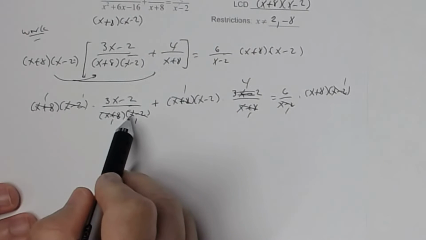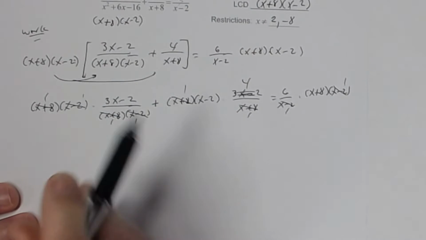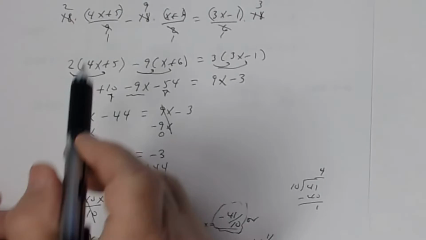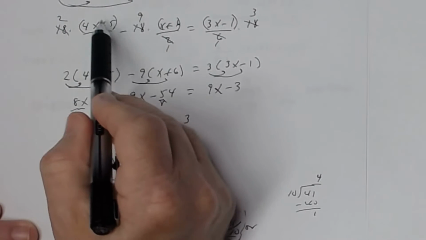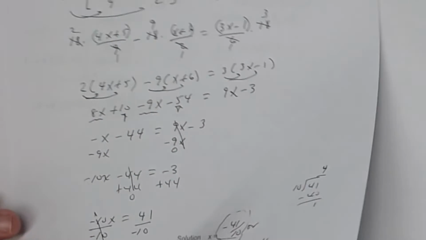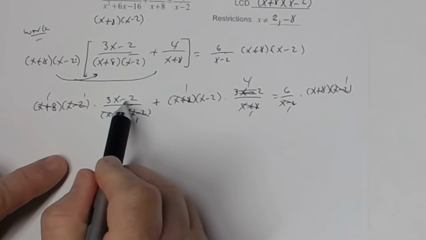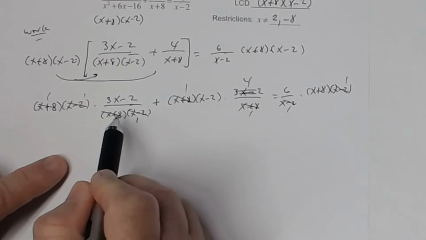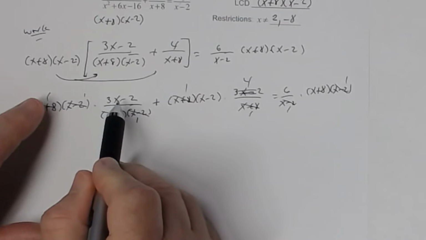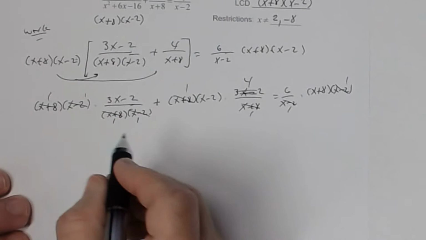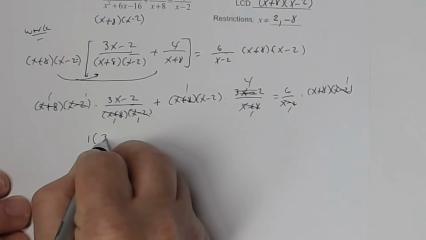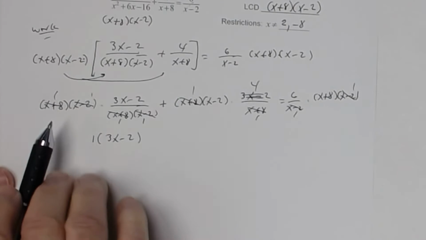Now remember, this 1 times 1 is 1, right? So just like in the previous problem, when I said 4x plus 5 divided by 1 is 4x plus 5, and then we'll multiply by 2, we're going to do the same thing here. 3x minus 2 divided by 1 is 3x minus 2. But 1 times 1 is 1, right? So let me go ahead and write it like this: 1 times 3x minus 2. I'm just going to write it for right now. 1 times 1 is 1.